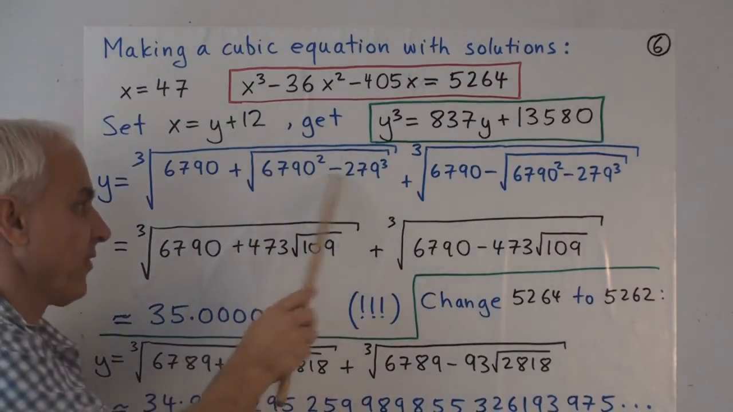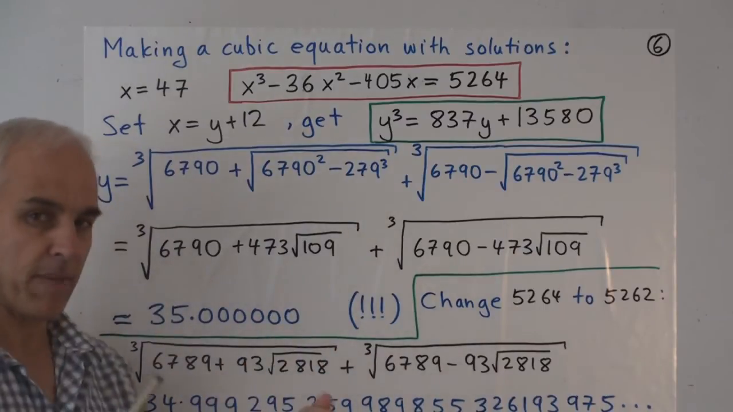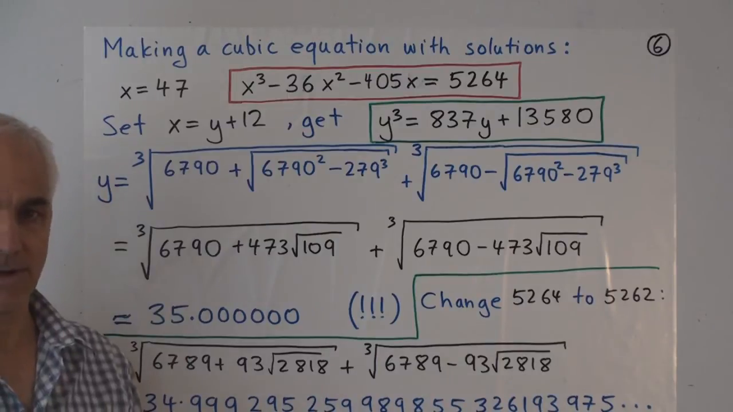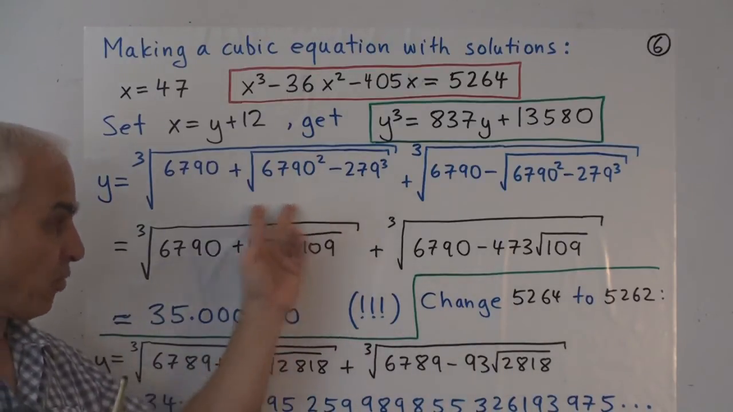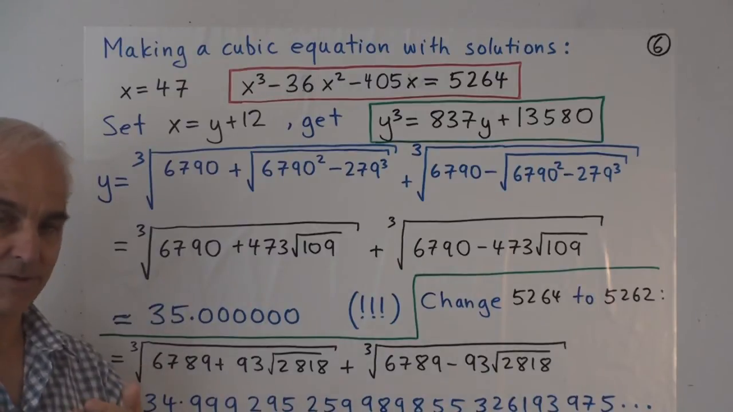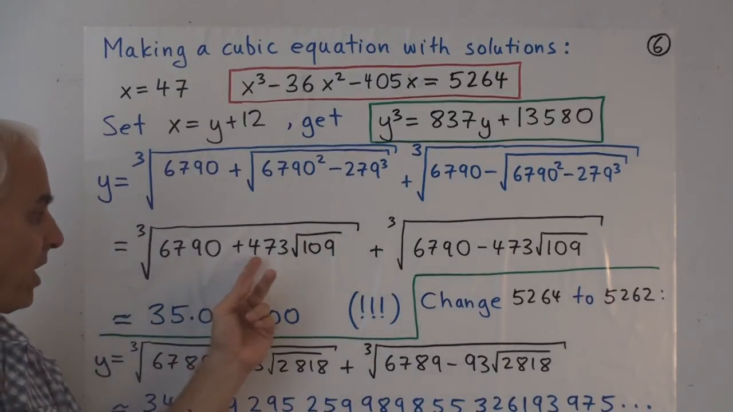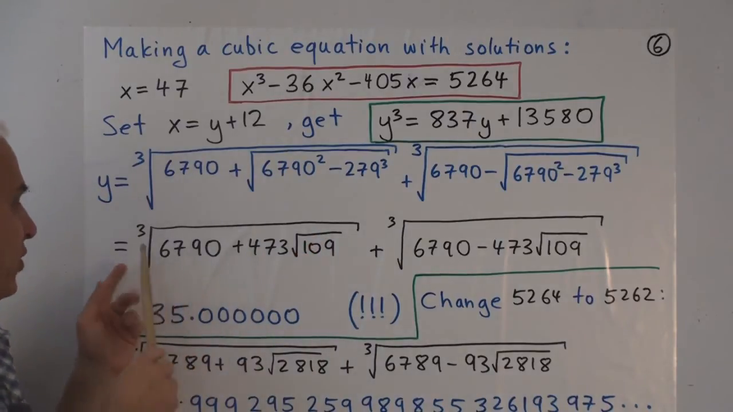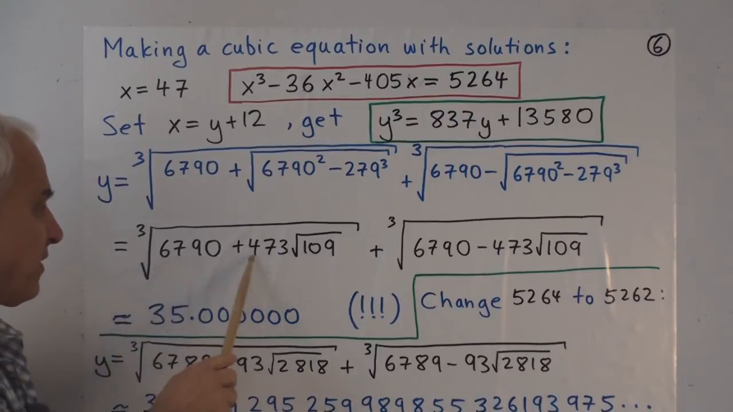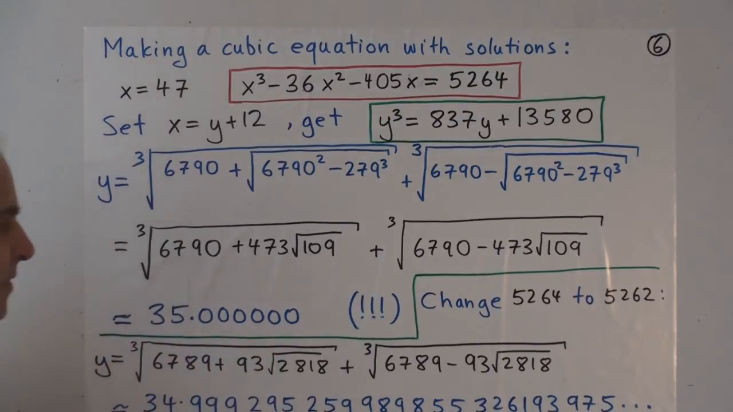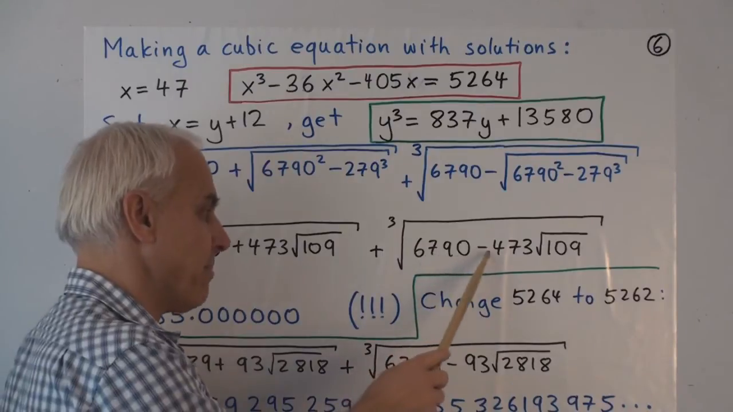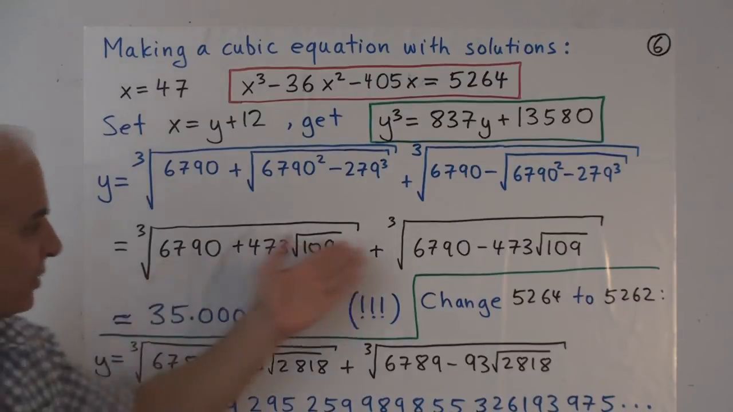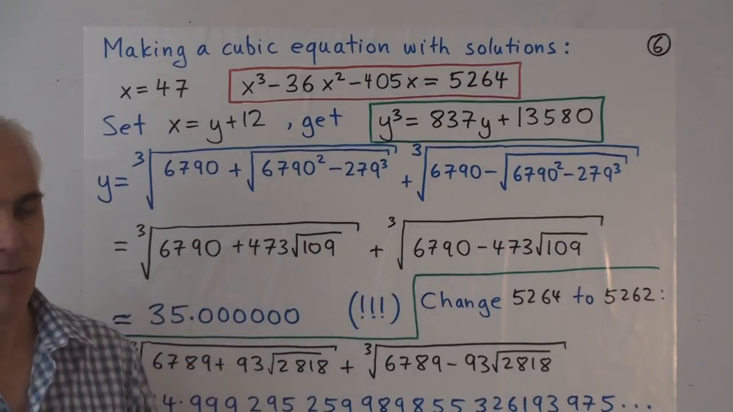So one can work out what this is. This is something squared minus something cubed, so we make the arithmetic. And then we look at that number and say, well, can we find its square root? Well, we can certainly pull out some quadratic factors. So we can write this as 473 times square root of 109. And so then we have the cubed root of 6,790 plus 473 times the square root of 109, plus the cubed root of 6,790 minus 473 times the square root of 109. So that's the solution that the cubic formula gives us.